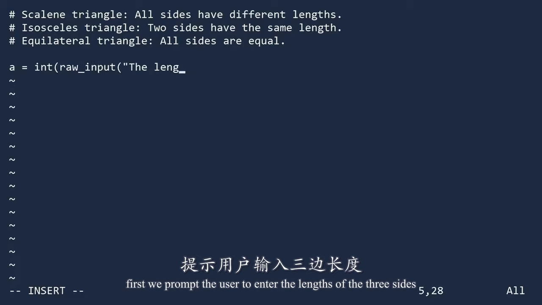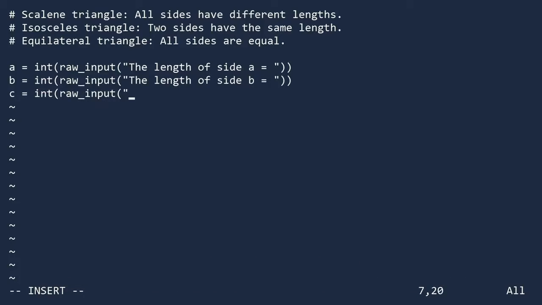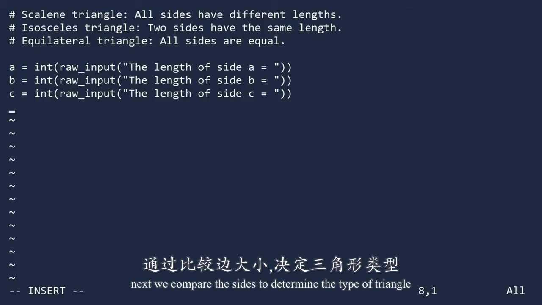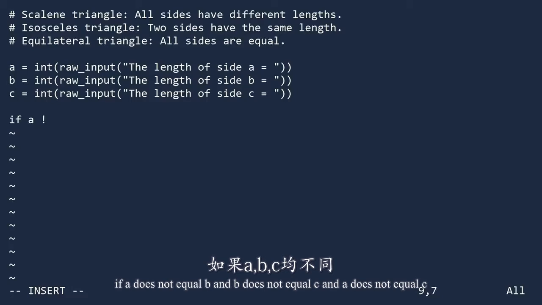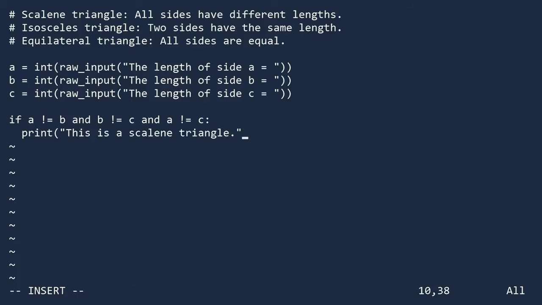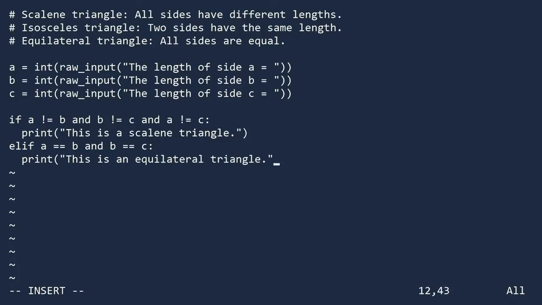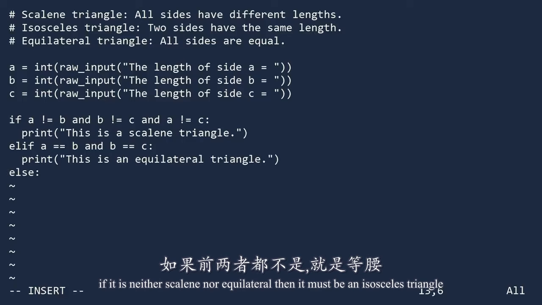First, we prompt the user to enter the lengths of the 3 sides. Like before, we need to convert the strings to integers. We will do this in 1 line this time. Next, we compare the sides to determine the type of triangle. If A does not equal B, and B does not equal C, and A does not equal C, then all 3 sides are different and it's a scalene triangle. If A equals B and B equals C, then all 3 sides are identical. It's an equilateral triangle. If it is neither scalene nor equilateral, then it must be an isosceles triangle.